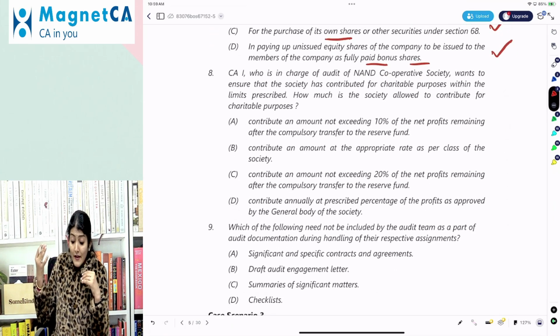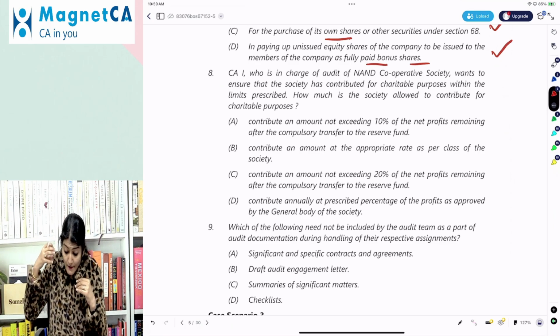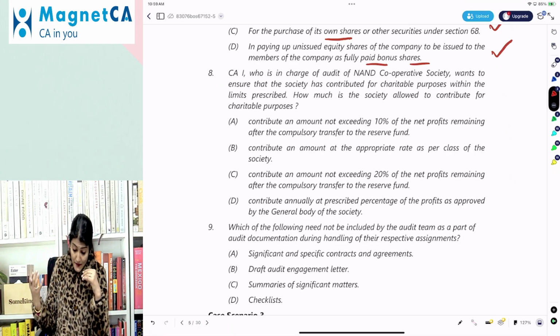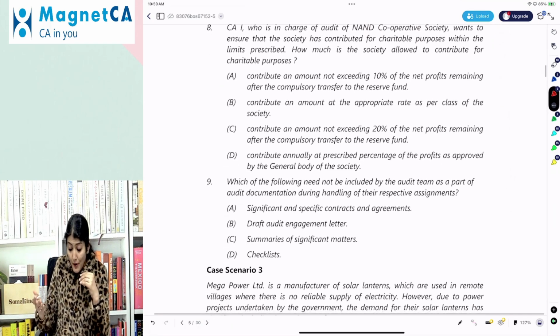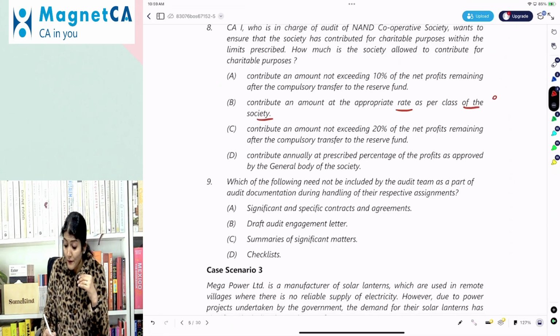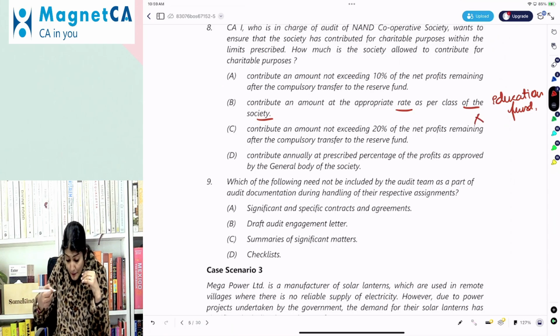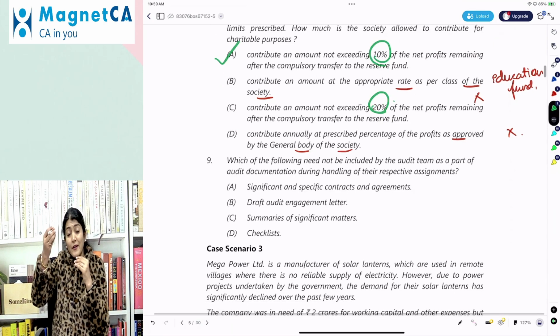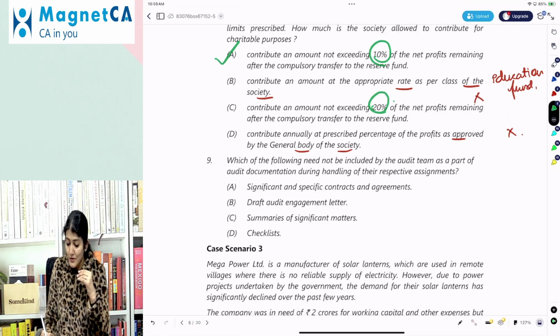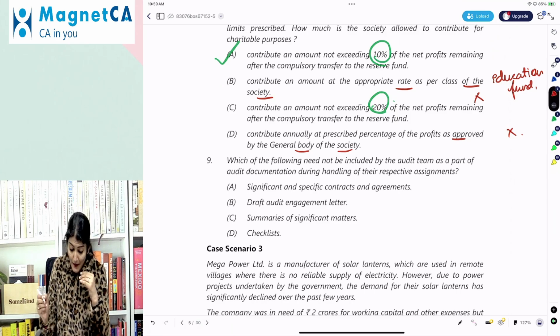CAI, who is in charge of audit of Nanda Cooperative Society, wants to ensure that the society has contributed for charitable purposes within the limits prescribed. How much is the society allowed to contribute for charitable purposes? Right. So one, it says contribute an amount at the appropriate rate as per the class of the society. That is for the education fund. That is not for the charitable purposes. Okay. Right, then contribute annually at the prescribed percentage of the profits as approved by the general body of the society? No. Or contribute 10% or 20%. So if you've not left the cooperative society audit an option, then you know that the provision over there is 10%, right? So your knowledge is power. Contribute an amount not exceeding the 10% of the net profits remaining after the compulsory transfer to the reserve fund.